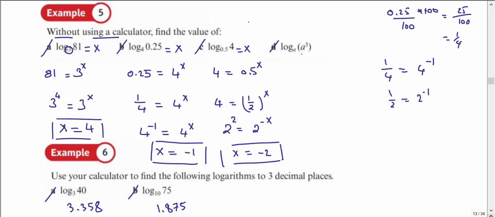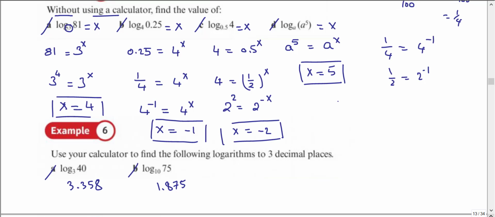For this one, label it x. Then you say a power 5 equal a power x. So x is what here, Adam? 5. Oh yeah, exactly. Okay, good.